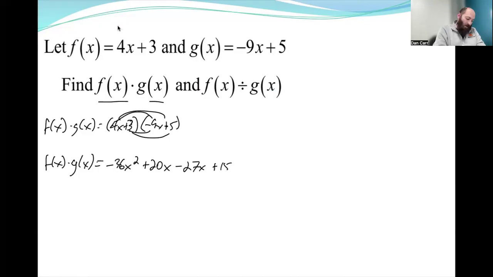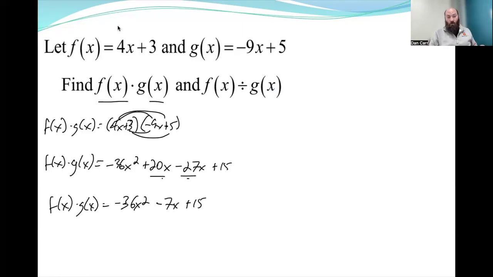And like before, I'm going to combine my like terms. So that's these two. So it's a negative 36x squared. 20 minus 27 is a negative 7x, and then plus 15. So that's our new function, which is just a quadratic.